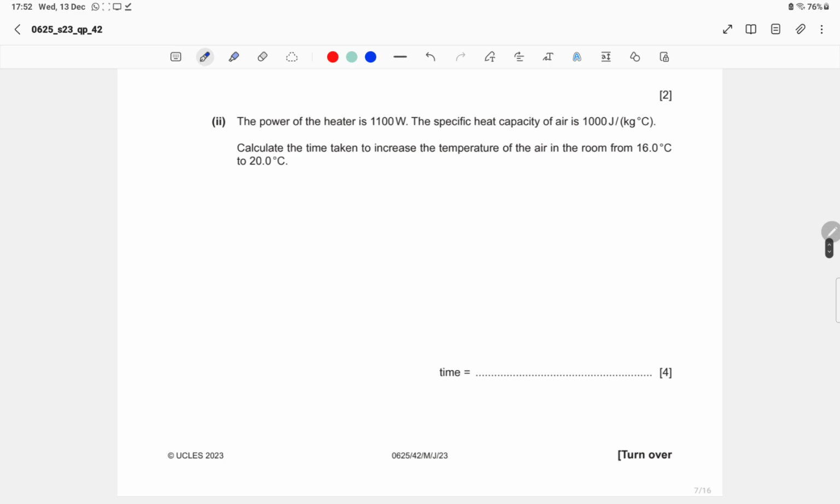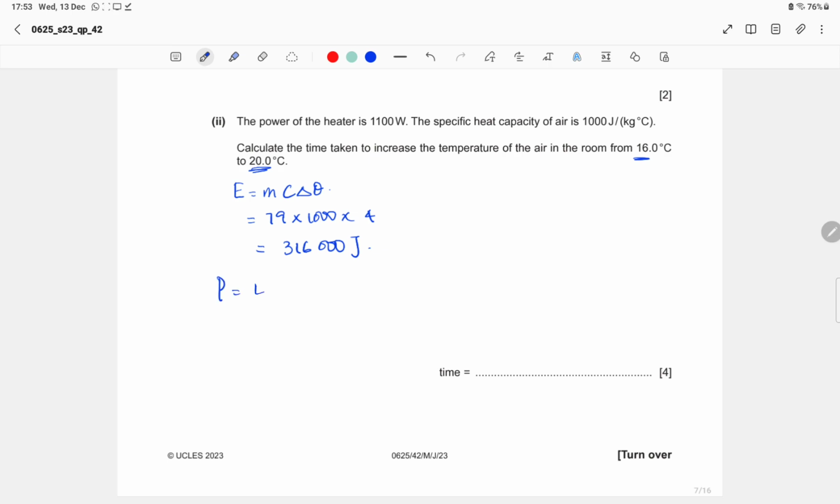Okay, the power of the heater is 1100 watts. The specific heat capacity of air is this, and calculate the time taken to increase the temperature of the air in the room from 16 degrees Celsius. Okay, first of all, what you need to do is find out E equals m c delta theta. So for this, mass is what, 79, and the specific heat capacity is 1000. Then change in temperature is 4. You can subtract 20 minus 16. So this will give you 316,000 joules.